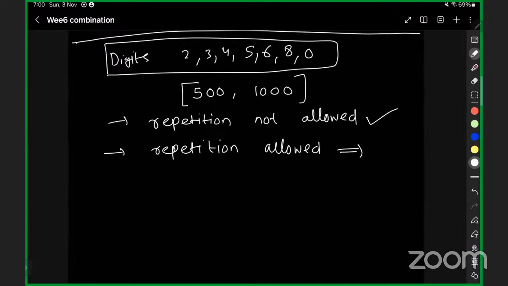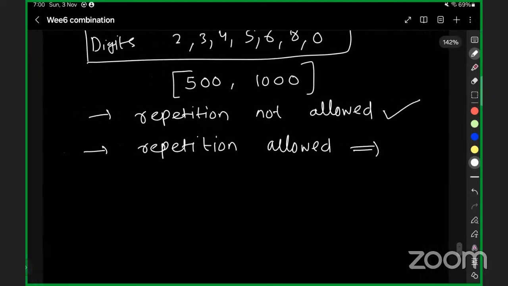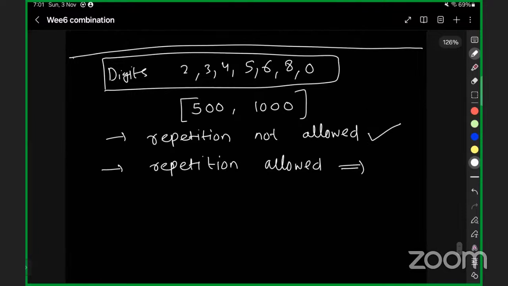For repetition not allowed, 900 is the answer. Yes. Okay, we'll see. So any other? 7C3 is the answer. Sorry, 7C3. Okay. Anything else?